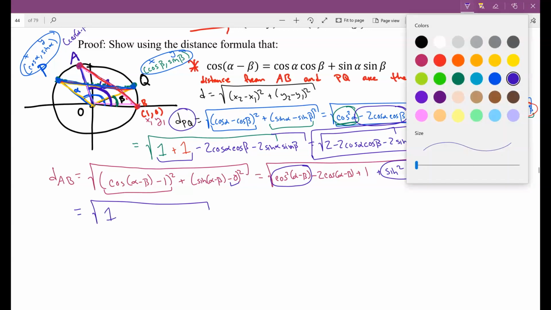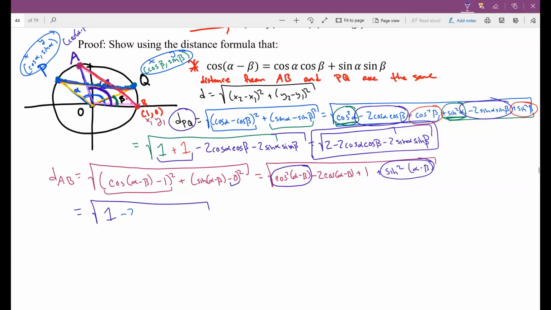All right. And then I just have this minus 2 cosine alpha minus beta. And then plus 1 extra. So 1 and 1 is going to give me 2. So the square root of 2 minus 2 cosine alpha minus beta. All right. So now we found the distance of AB.